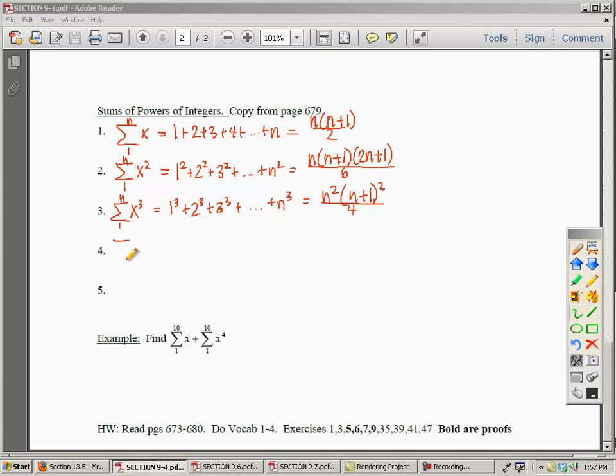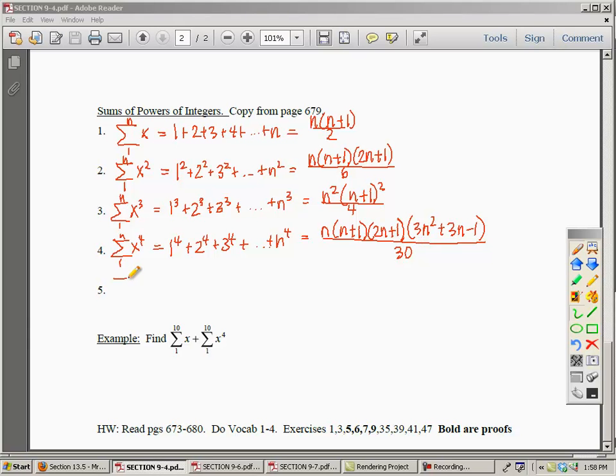All right, I'm going to go a little higher than maybe what chapter 12 did. Let's go to the 4th power. So 1 to the 4th plus 2 to the 4th plus 3 to the 4th all the way to n to the 4th. n times n plus 1 times 2n plus 1 times 3n squared plus 3n minus 1 all over 30.